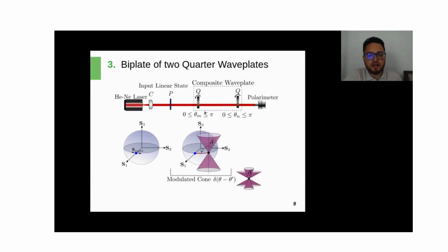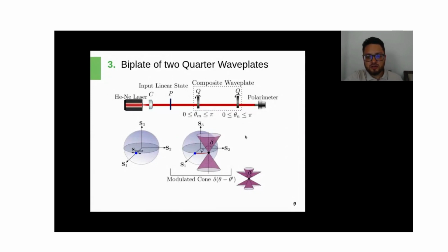This is the experimental setup that we use for that. We use a coherent laser. We use a collimator lens to obtain a collimated beam. We use a linear input state with a crystal, and we send this state across the composed wave plates. And we measure the polarization states using a polarimeter.